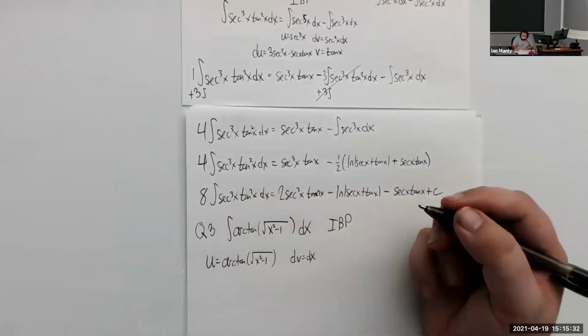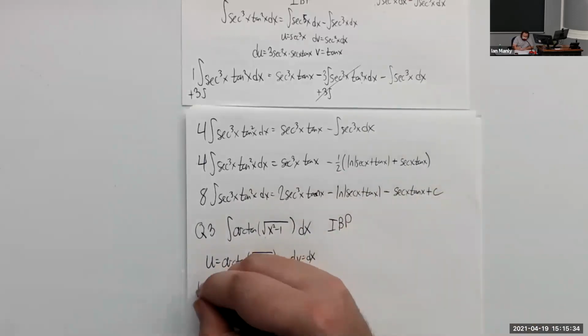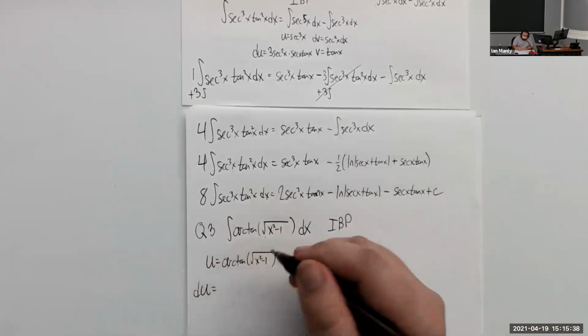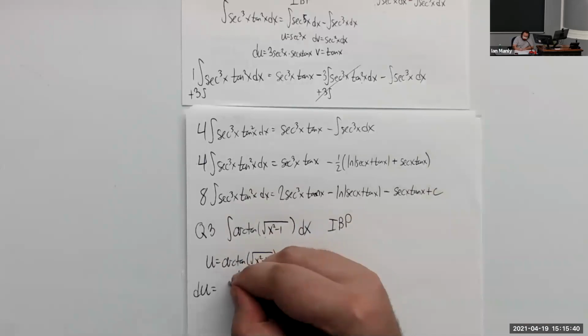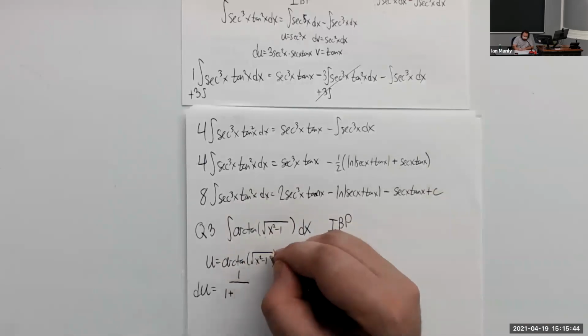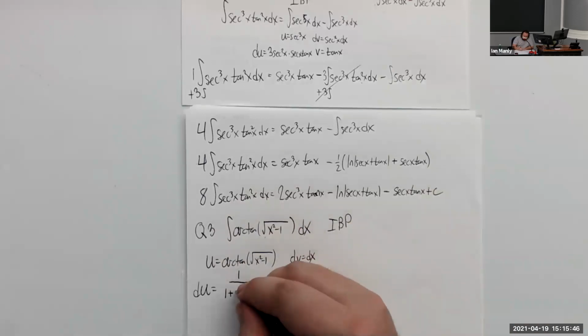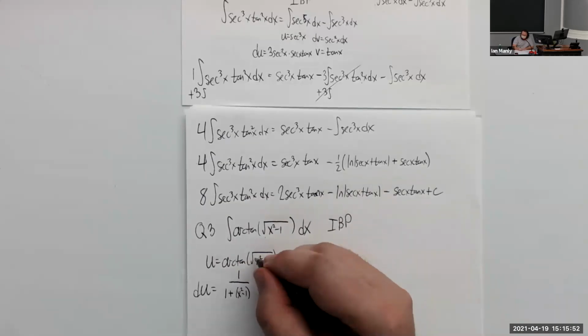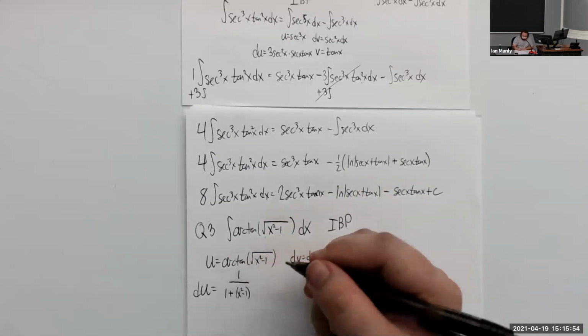will be dx. All right, so then that means the du will be the derivative of this. So the derivative of arctangent is 1 over 1 plus the inside squared. Now the inside squared will actually just be x squared minus 1 because I'm squaring this square root right here.